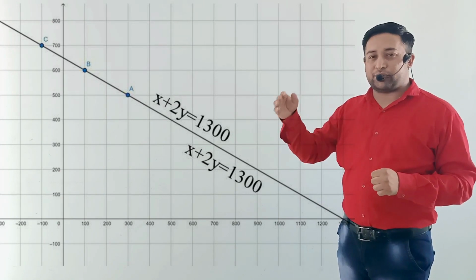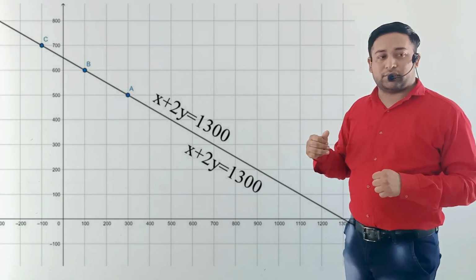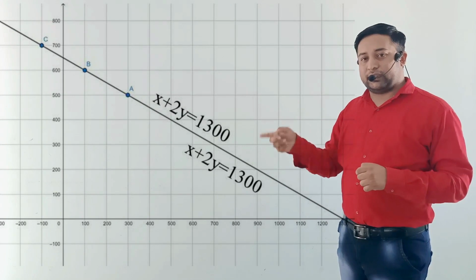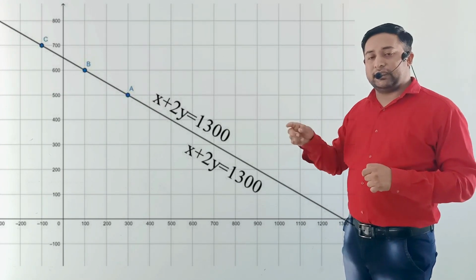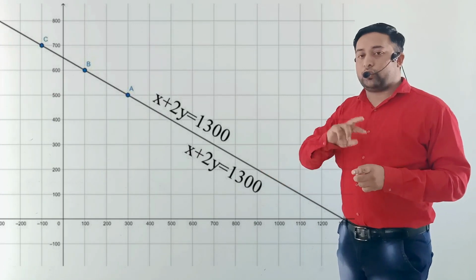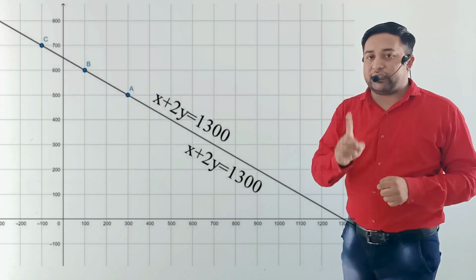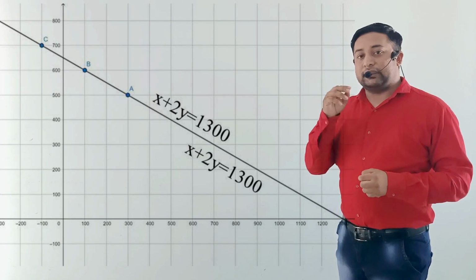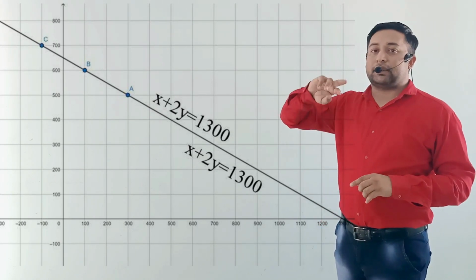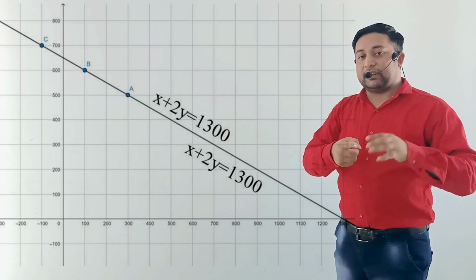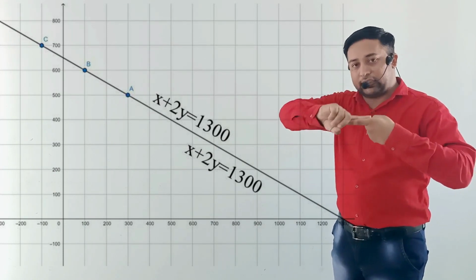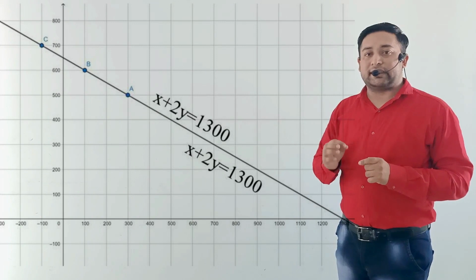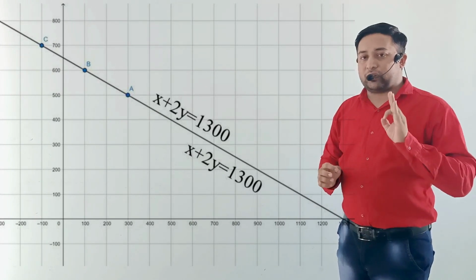You can see my graph of the equations. One line shows x plus 2y is equal to 1300, and the second line shows 3x plus 6y is equal to 3900. For two different equations, my graph will be one simple line. In the previous graph it was also a line, but that graph had intersecting lines. This graph is one line on the other line. You can see only one line. This type of graph is called coincident lines.